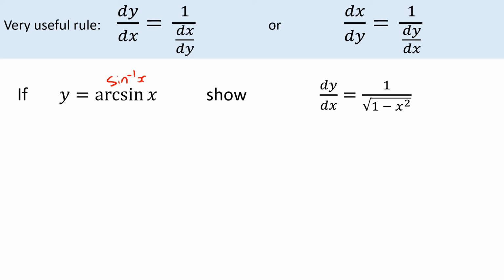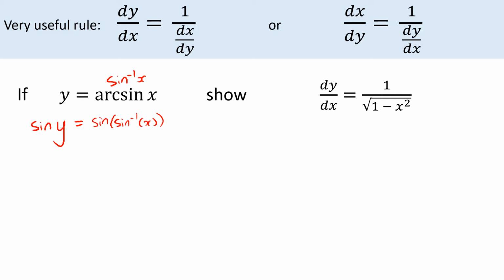Now here's how we're going to do that. We're going to apply sine to both sides. So that's going to give us sine y on the left, and on the right we're going to have sine of sine to minus 1 of x. And what sine and sine minus 1 do is they cancel each other out.